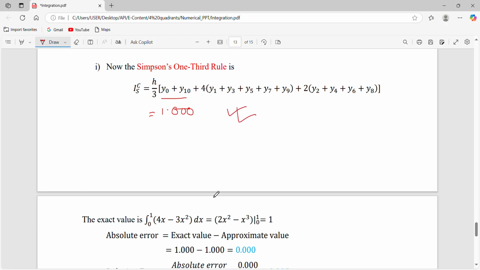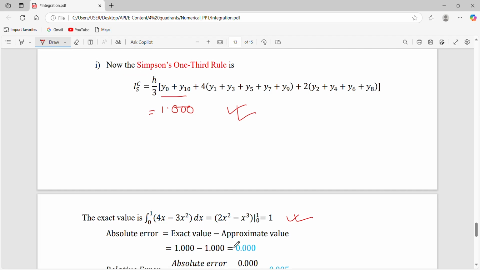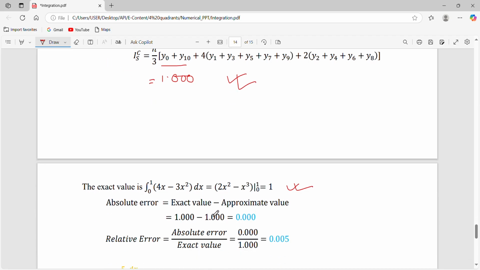Second part: the exact value is also 1. So for the absolute error, there is actually no error. Absolute error equals exact value minus approximate value, so that is 0.000, and the relative error is absolute error divided by exact value, so 0.000 divided by 1. Okay. In this way, we can easily find the trapezoidal rule and Simpson's one-third rule.